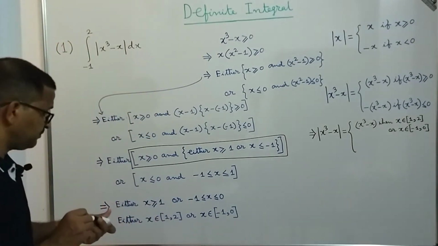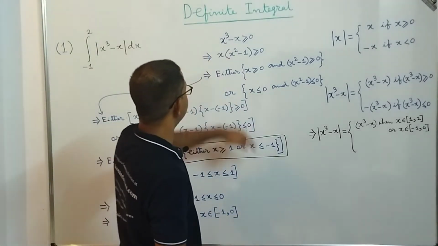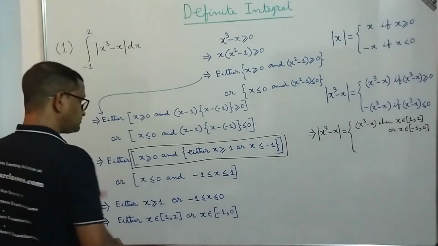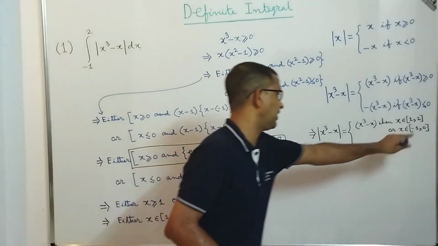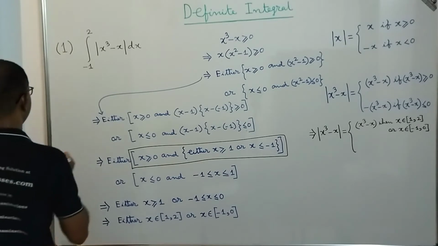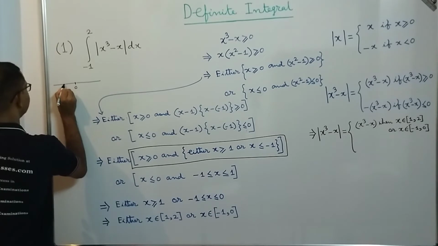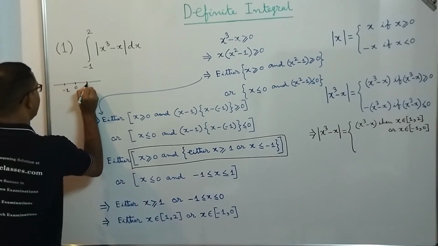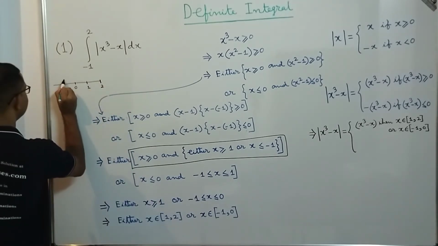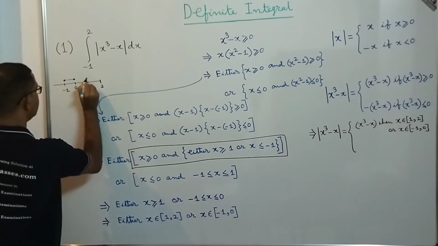Now let's look into that. We need to find those values of x for which x cube minus x is less than or equal to 0. So obviously it has to be from 0 to 1, because 0 to 1 is the only part left. If you look at the entire interval, suppose this is 0, this is minus 1, this is 1 and this is 2: between minus 1 and 0, so from here to here, and from 1 to 2.